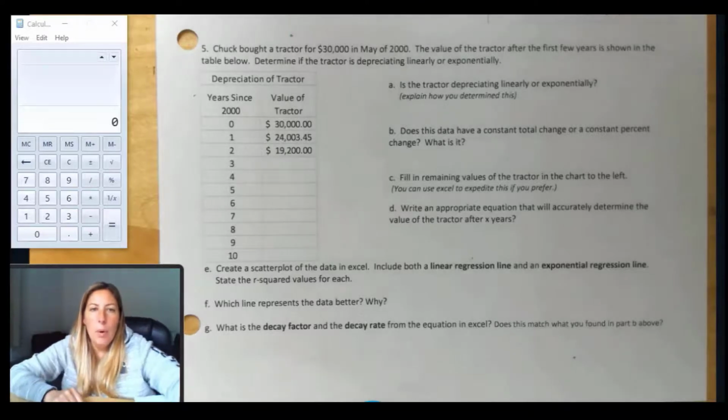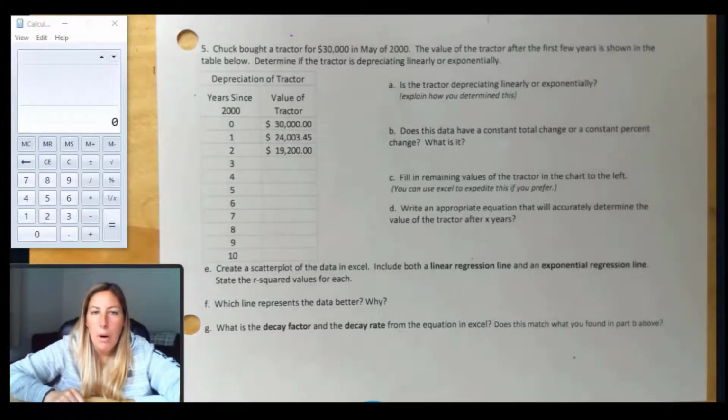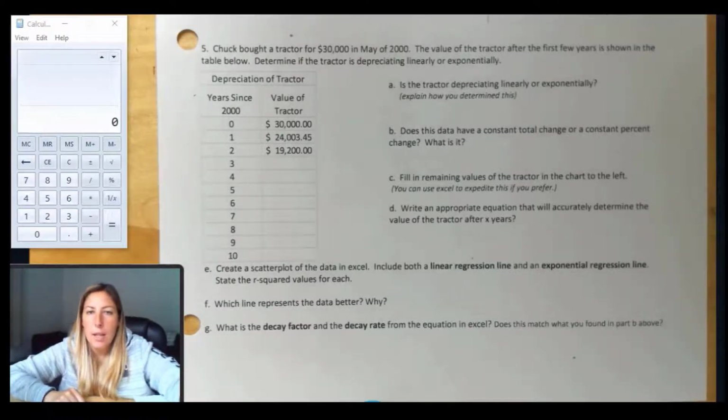Let's go ahead and take a look at what we have going on here. Chuck bought a tractor for $30,000 in May of 2000. The value of this tractor, even after the first few years, is shown in the table below. Let's go ahead and determine if the tractor is depreciating linearly or exponentially.